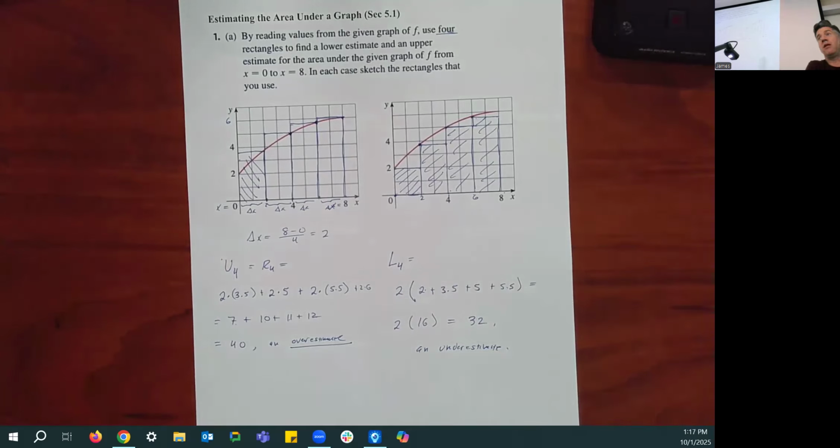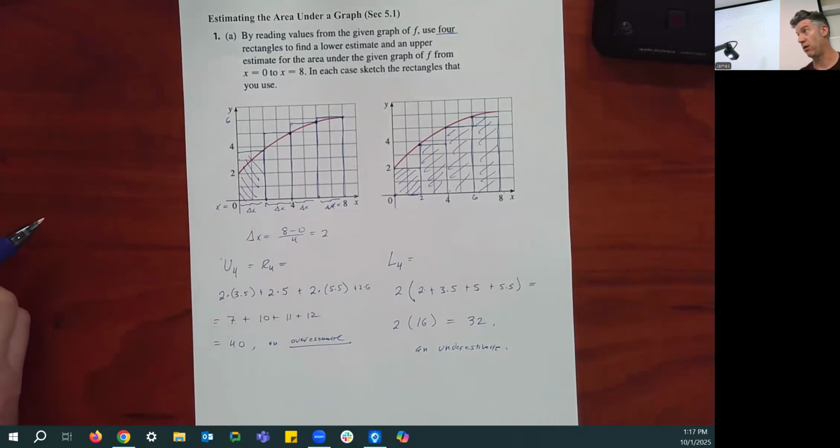So when you're asked to estimate things, it is an estimate, right? It does not have to be the perfect amount of area or the perfect height of your rectangle, just to be close. Not even that close, really.